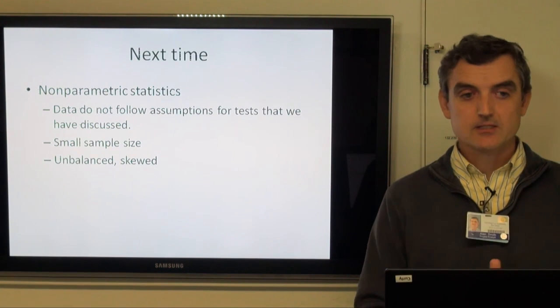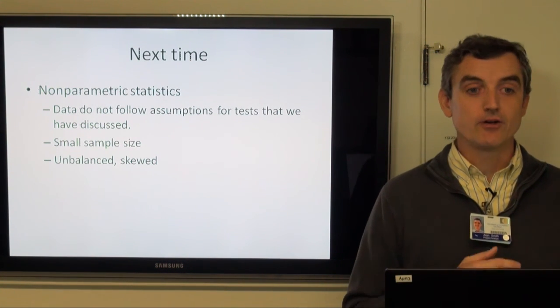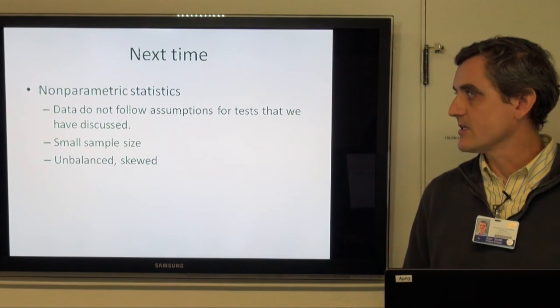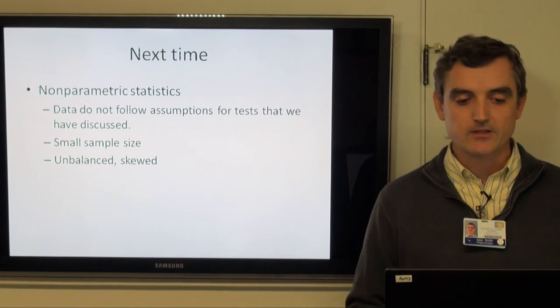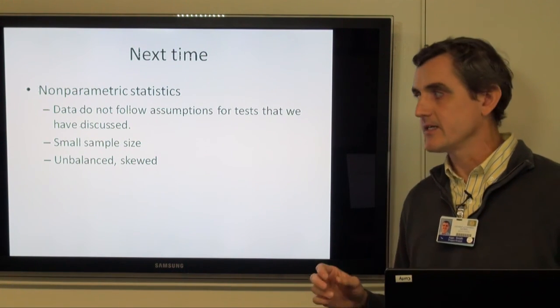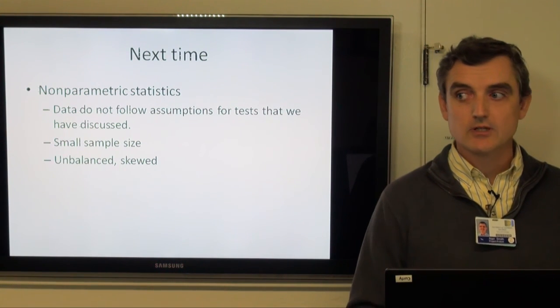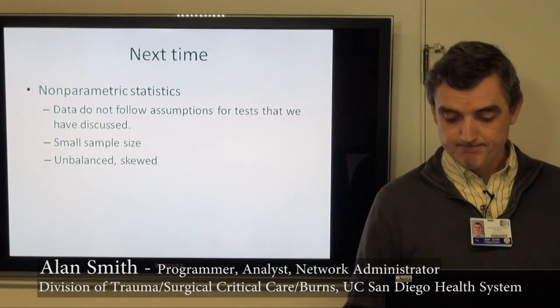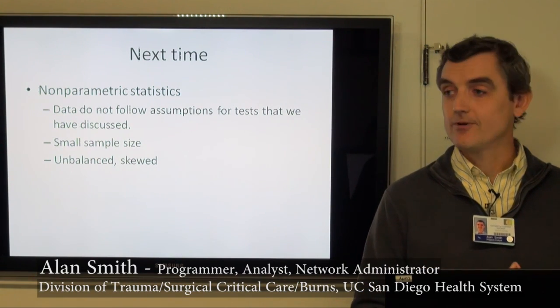All right, so next time, as I was mentioning, we're going to talk about non-parametric statistics, where the data actually don't follow the assumptions for those tests. Often it's because of either a small sample size or because the distribution of the outcome variable is highly skewed and unbalanced. Any questions at this point?